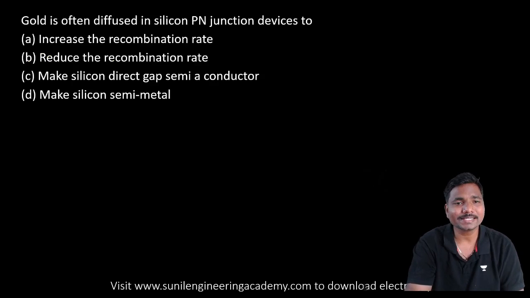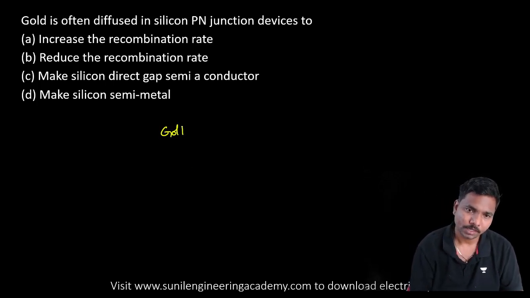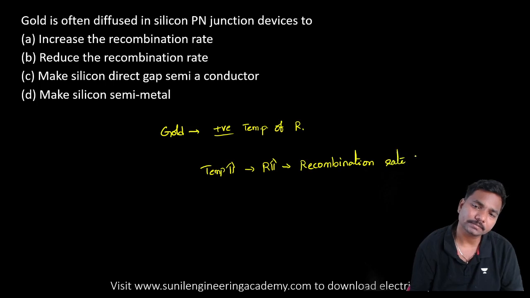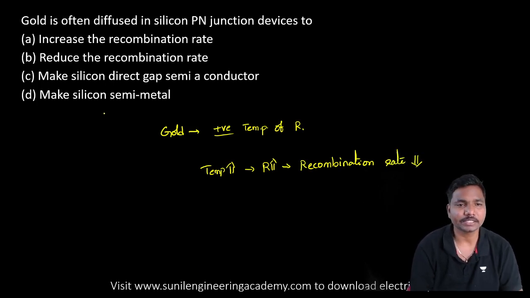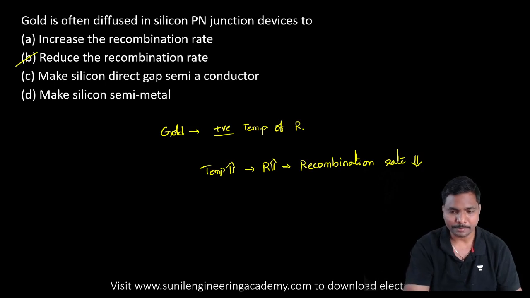Gold is often diffused in silicon PN junction devices to dash. Why is gold diffused? Gold is a metal and it has a very high positive temperature coefficient of resistance. That means as temperature increases, resistance also increases, so conductivity decreases. So to reduce the recombination rate, we use the gold. Okay, coming to the next question.